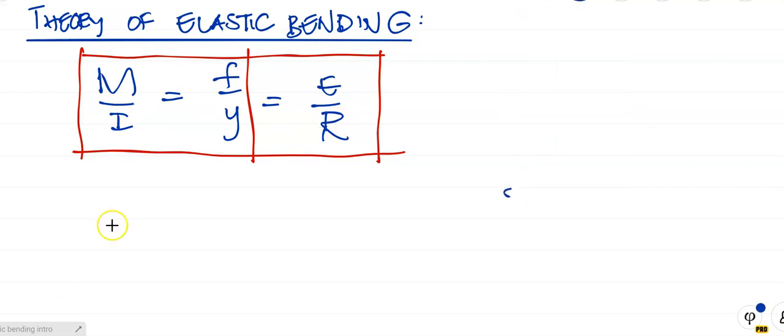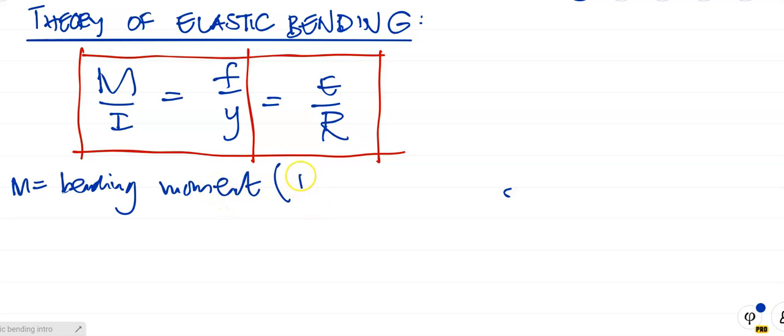M there is the bending moment, in Newton meters or Newton millimeters or kilonewton meters, same thing. It's the moment as the beam bends and resists the load applied to it. That internal moment set up inside the beam as a result of the load acting, that's M there.